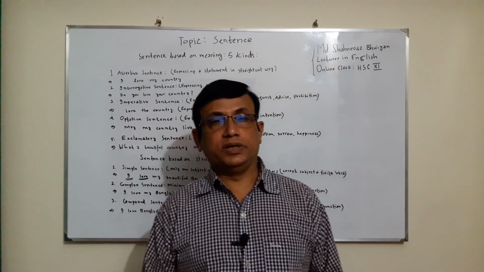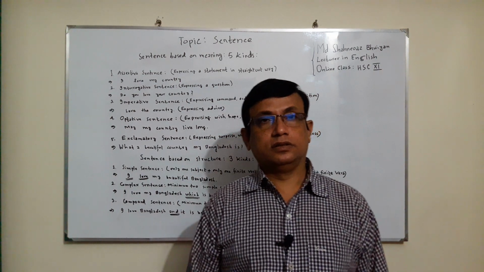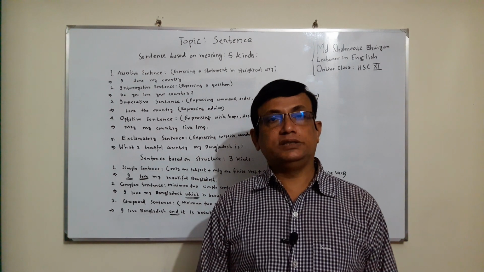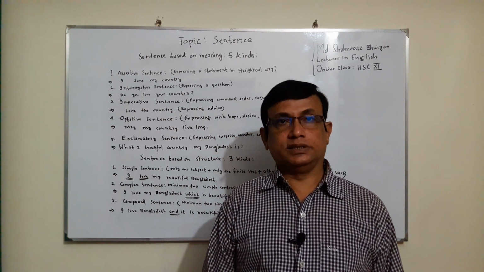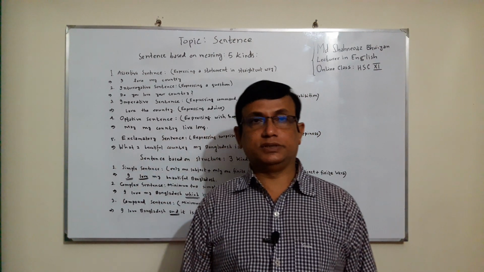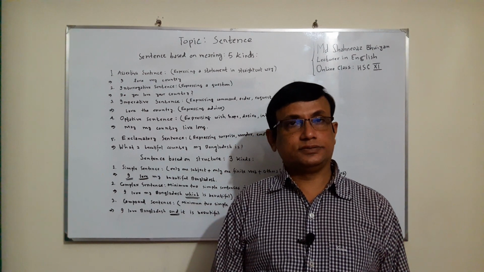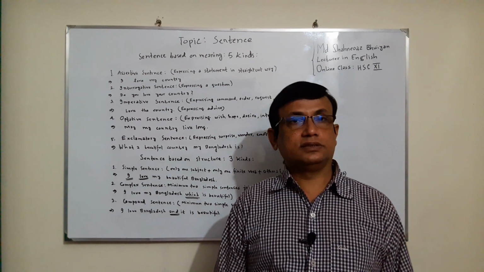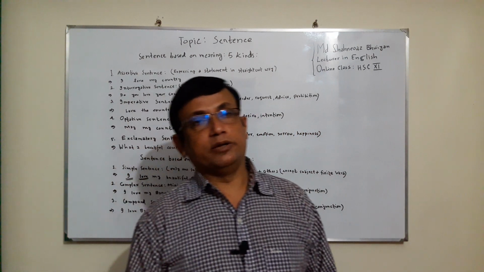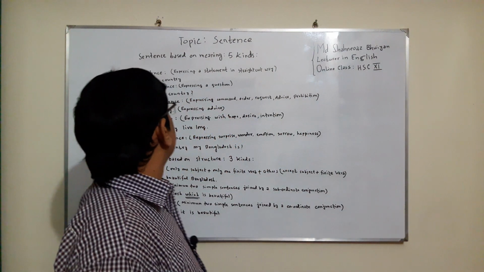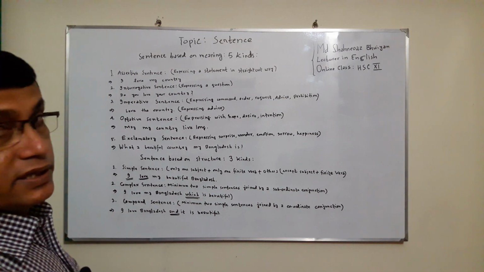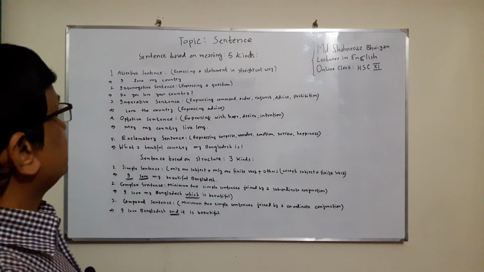Learners, meaning can be different in different situations or for different purposes. So, based on meaning, the sentence can be divided into 5 kinds. First is the assertive sentence. An assertive sentence is a sentence that asserts a statement. I have written on the board an assertive sentence expressing a statement. For example, I love my country.